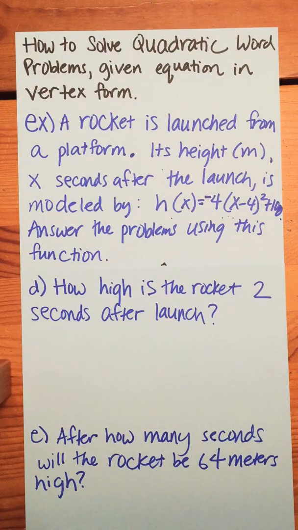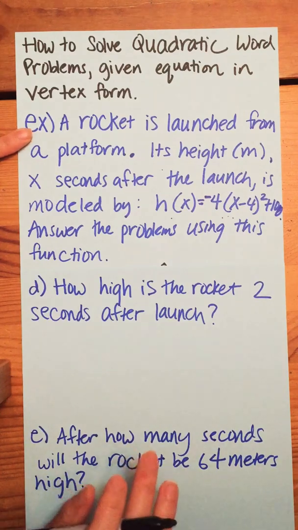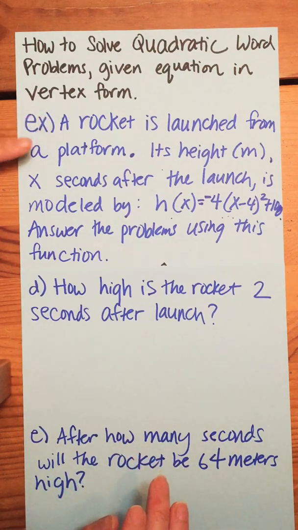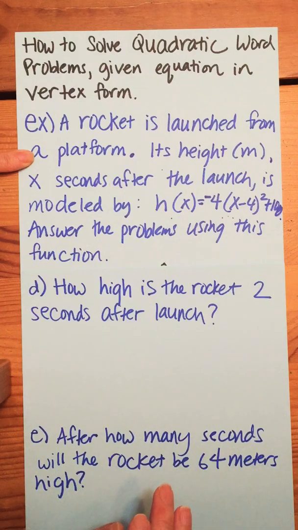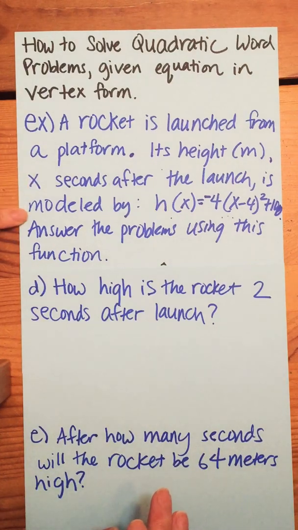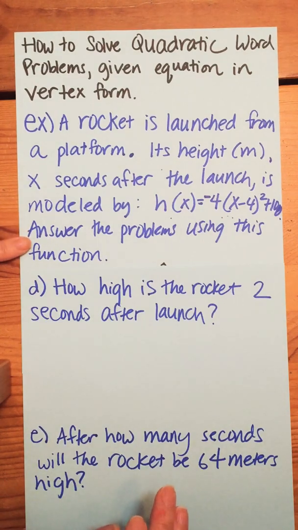So how to solve quadratic word problems given equations in vertex form, and we've done this example before in another two videos, and we're going to do two more questions on it. The question is, a rocket is launched from a platform. Its height in meters, x seconds after the launch, is modeled by h of x equals -4 times quantity x minus 4 squared plus 100.